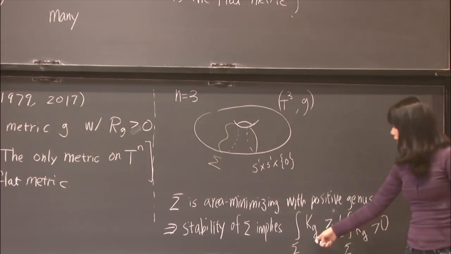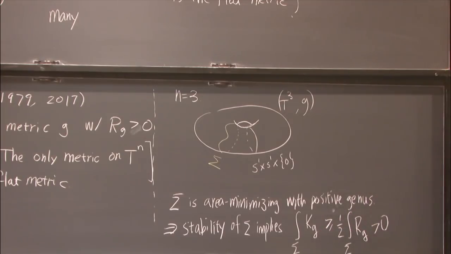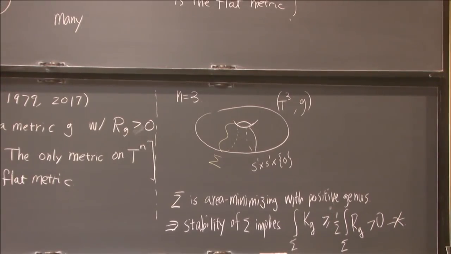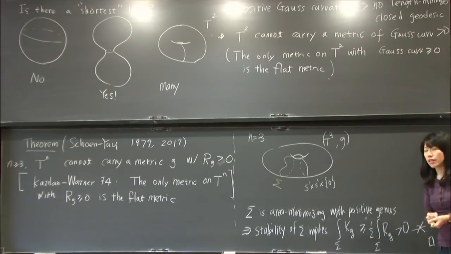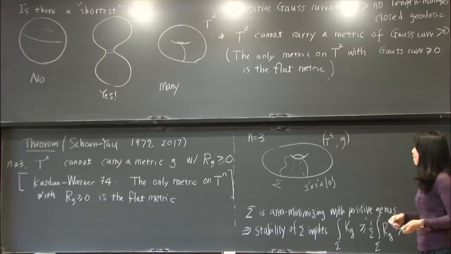that implies the surface sigma cannot have positive genus. So that contradicts, or you can say that contradicts our two-dimensional example in the previous argument. Okay, so it's proved by contradiction. If there's a metric of positive scalar curvature, then it will contradict the Gauss-Bonnet theorem.